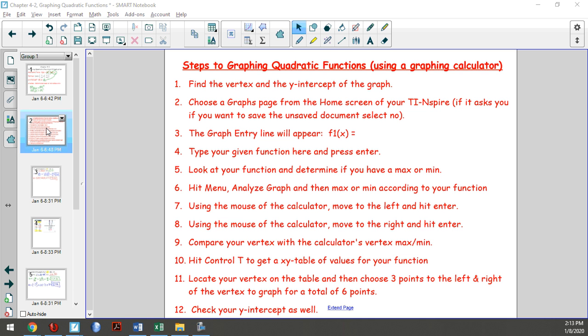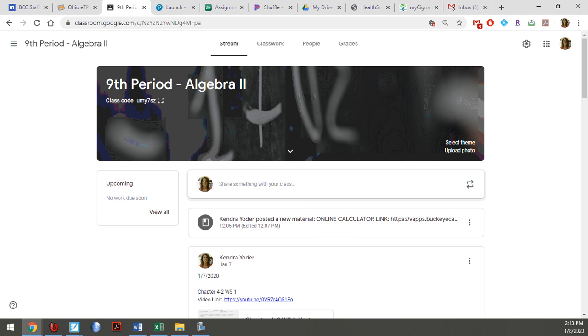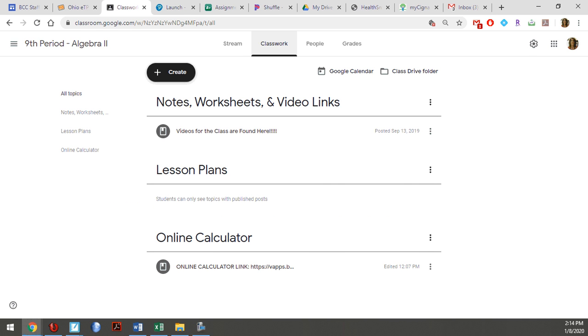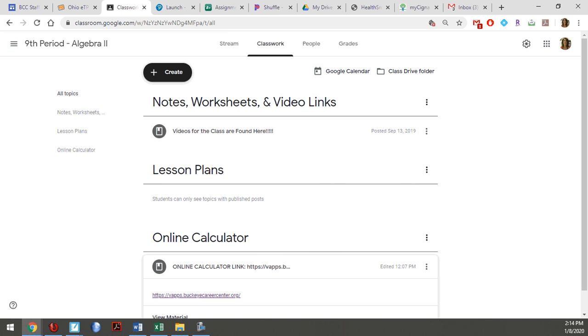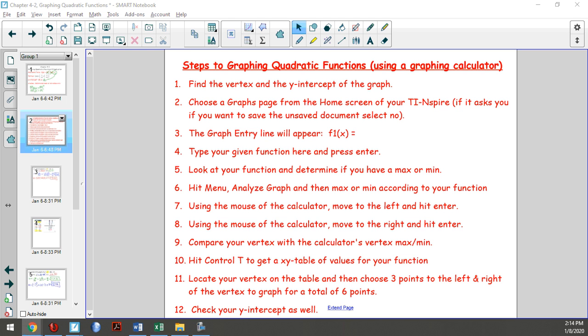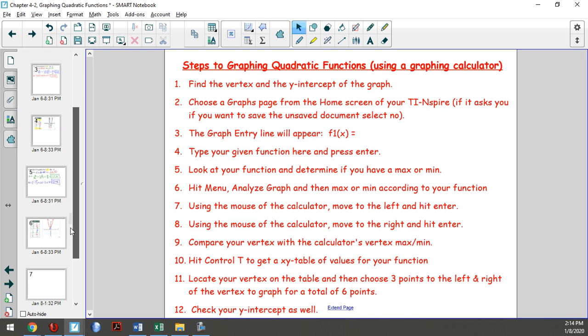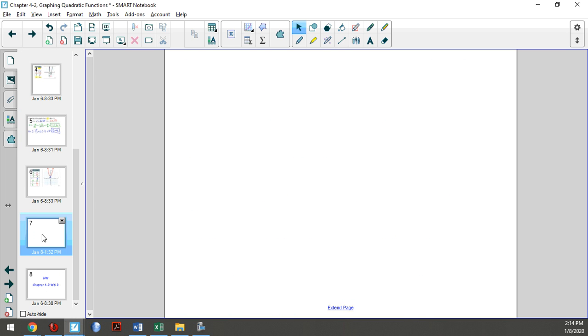Yes? The next thing that I want to show you before you leave is Classroom. I did post the calculator so that you guys could see it. So if there's a time whenever you're like, hey, I don't understand where this stuff is at, if you come here and you click on Classwork, you'll see Online Calculator, and if you click there, it'll go straight to the apps and you can log in. Do we all understand that?